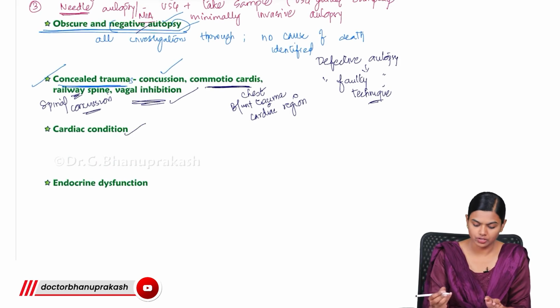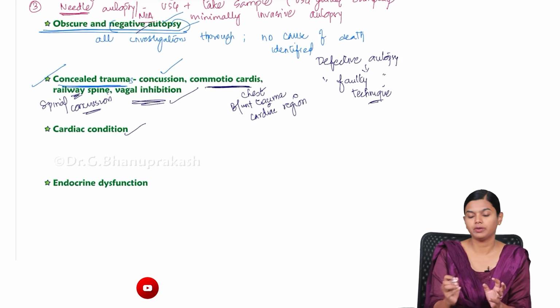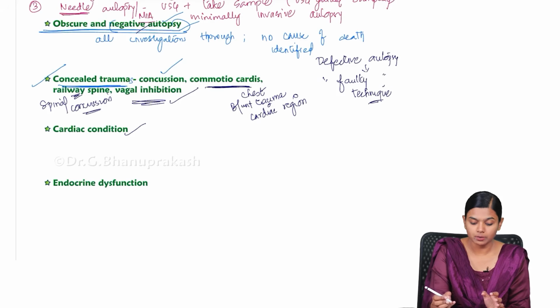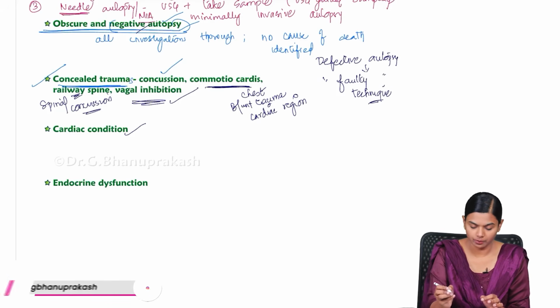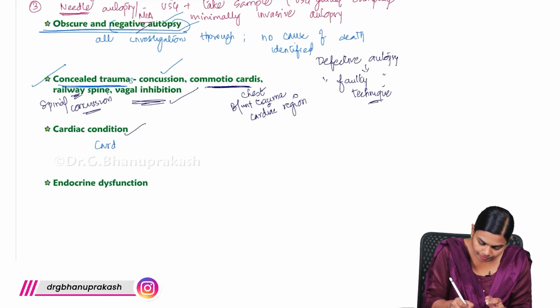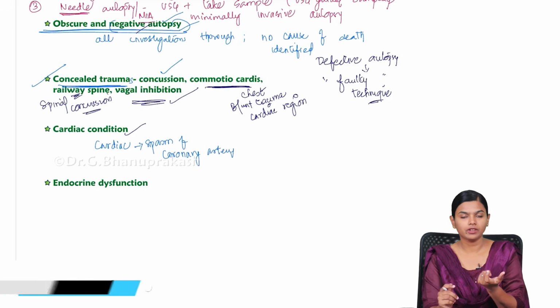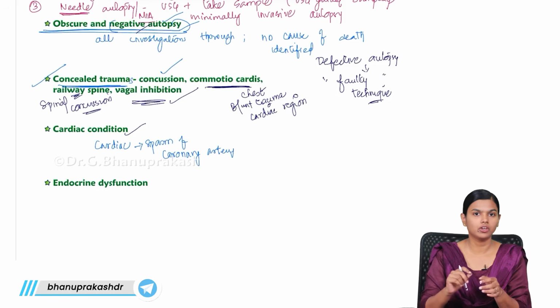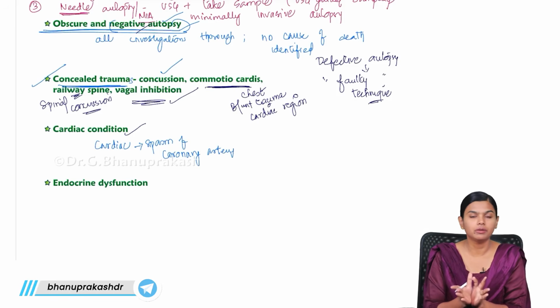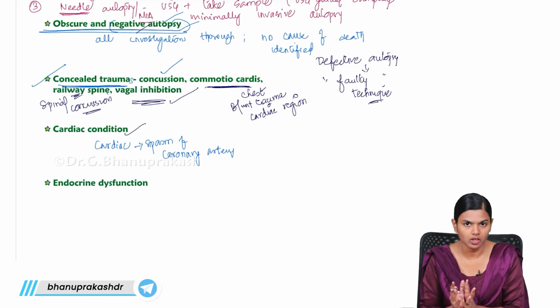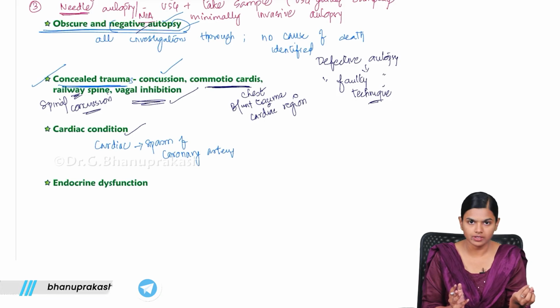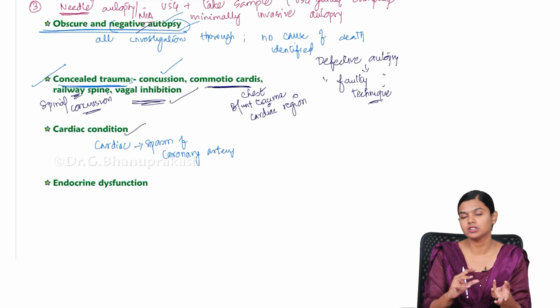Next, cardiac conditions. Cardiac deaths are the biggest chunk of the sudden deaths, especially those which result in negative autopsy. For example, if there is any spasm of the coronary arteries, they will undergo a spasm, and after some time it will go back to normal. Because of this arterial spasm, there will be myocardial infarction and the patient will die. So they would have died of cardiac arrest, but the spasm reversed itself on its own.